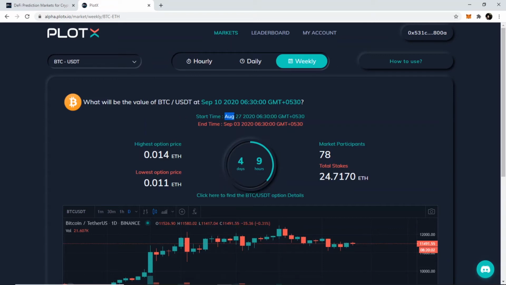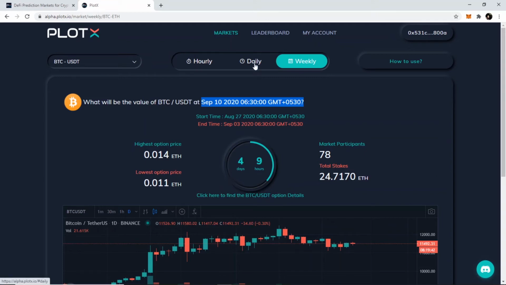So the market will start on August 27. The market will end 1 week after that automatically, and the market will close 1 week after that, that is on September 10th, automatically as well. At this particular time, the market will settle and distribute the rewards to all the winners automatically, and then reset the clock all over again.